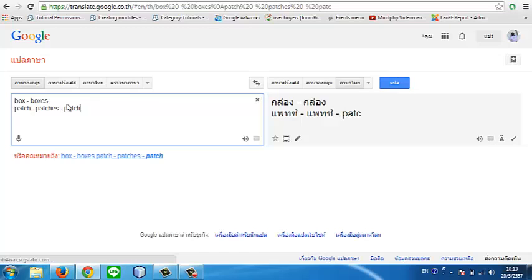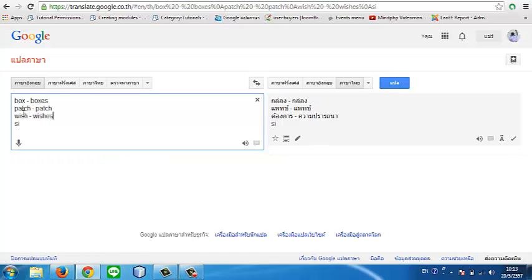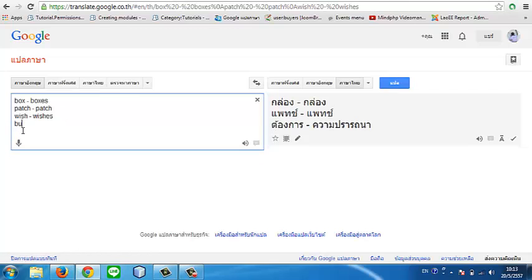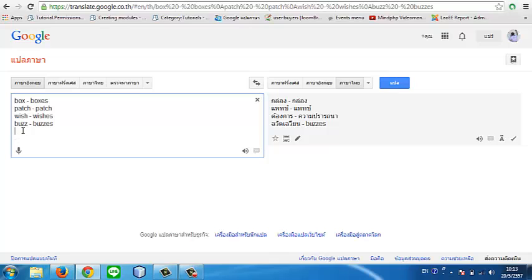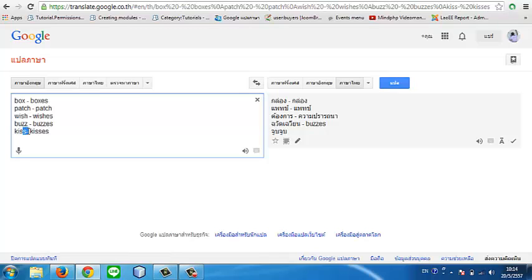Now patch is wrong, this one. Words that end with x, ch, sh, and bus, buses. Now, words that end with s, z, sh, ch, and x add es.